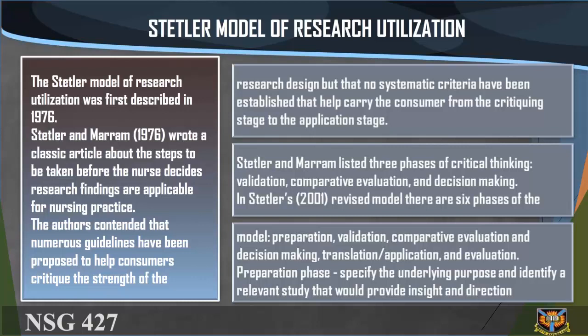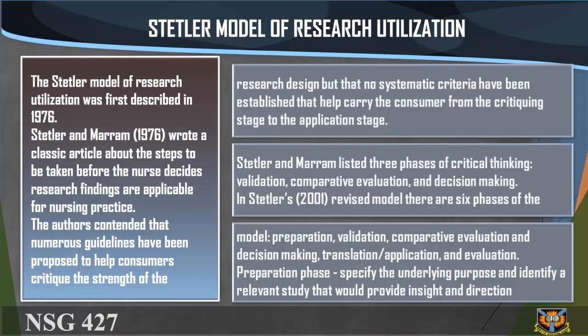In Stetler's 2001 revised model, there are six phases of the model: preparation, validation, comparative evaluation, and decision making, translation or application, and evaluation.